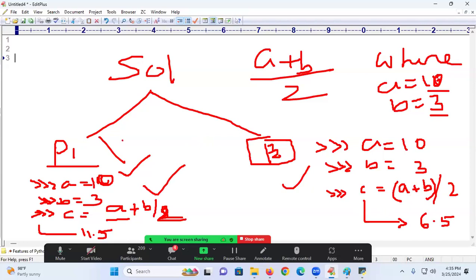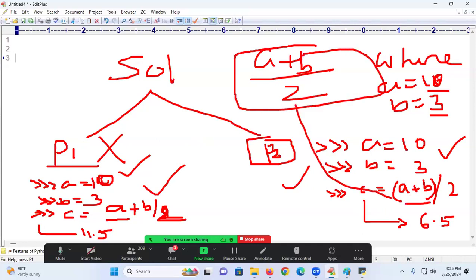This answer is a wrong answer. This is a correct answer, because according to the given problem, this is the suitable logic to use. Calculate A plus B, then you divide it by 2. But you have written what? A plus B by 2. This is considered as what logic? A wrong logic we can call. So because of wrong logic, you are getting wrong answers.